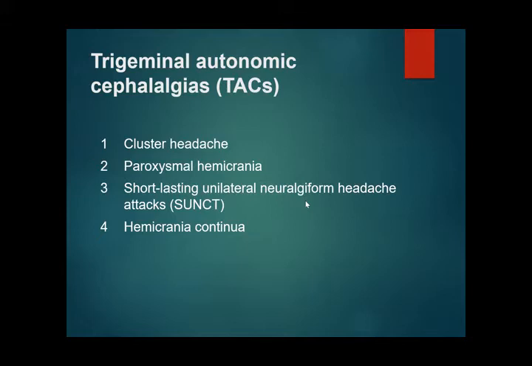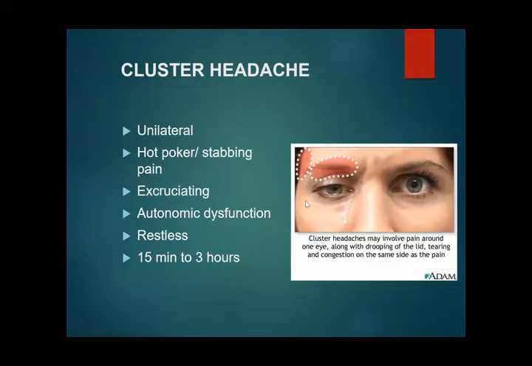So let's start with the symptoms. Cluster headache is characterized by a unilateral severe headache, a hot poker or stabbing pain, in the area around the eye and the temporal region. It may involve pain around one eye with drooping of the lid, tearing and congestion on the same side as the pain. It is a very severe, excruciating headache with autonomic dysfunction, as I've already told you: lacrimation, rhinorrhea, nasal congestion, conjunctival injection. These can all be associated. It is not necessary for all of these features to be present; some may be present and some may not be present in any patient.